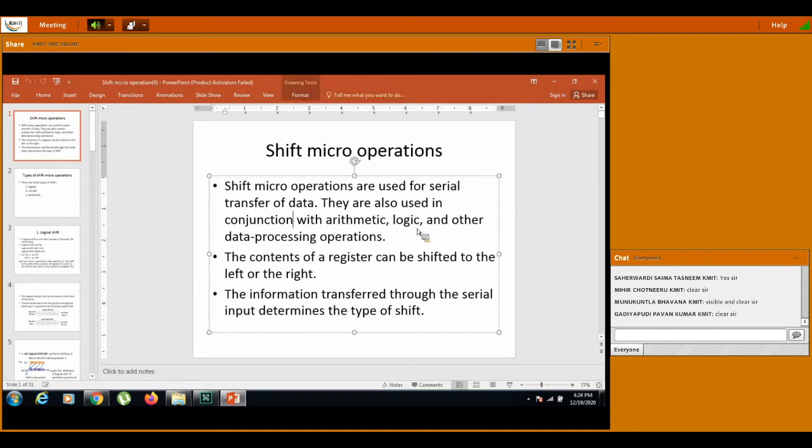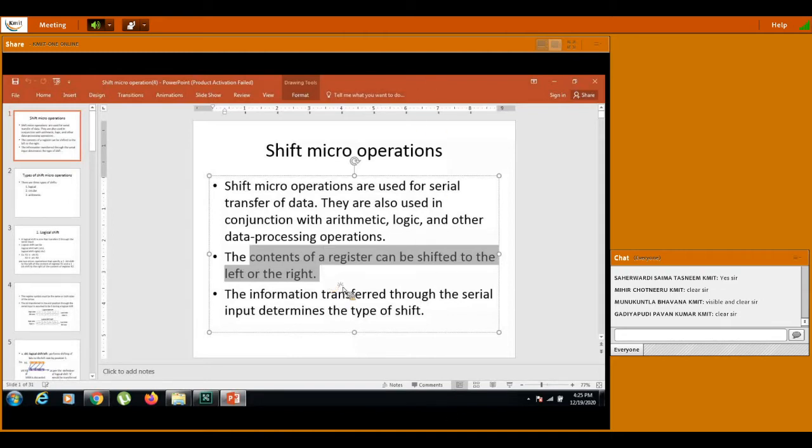So today we are going to talk about the last part of the first unit, that is the shift micro operations. So what are the shift micro operations? Let us see. Shift micro operations are used for serial transfer of data. So when you want to transfer data serially, these shift micro operations are going to be used. They are also used in conjunction with arithmetic, logic and other data processing operations. The contents of the register can be shifted either to the left side or to the right side.